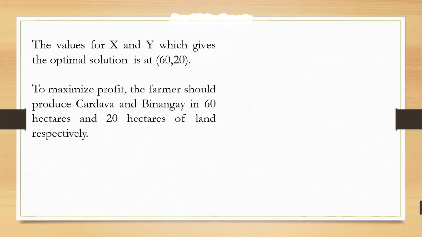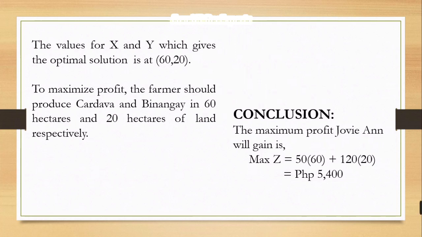To maximize profit, the farmer should produce cardava and binangay on 60 hectares and 20 hectares of land respectively. Therefore, the maximum profit Jovian will gain is maximum z = 50 times 60 plus 120 times 20, which is equal to 5,400 pesos. So now we're done. The problem is solved.